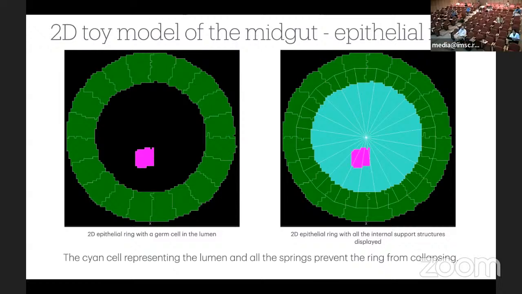Right. But if you use different methods to maintain the lumen, at the end, do the outcomes vary in some sense?